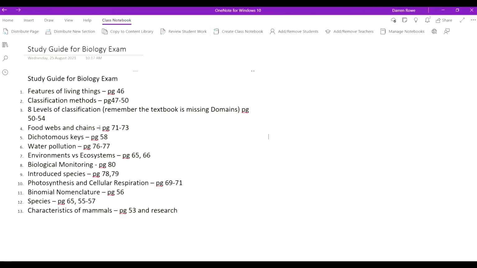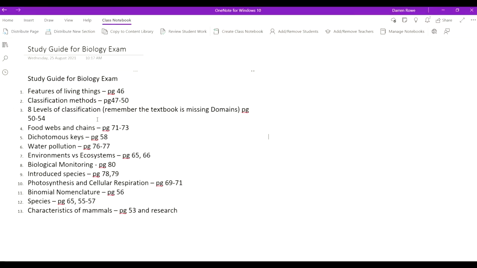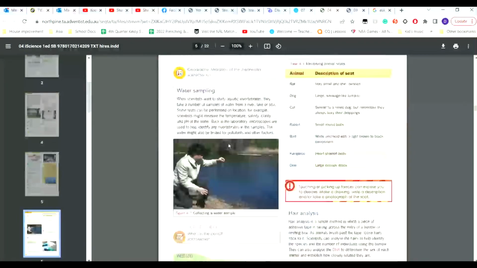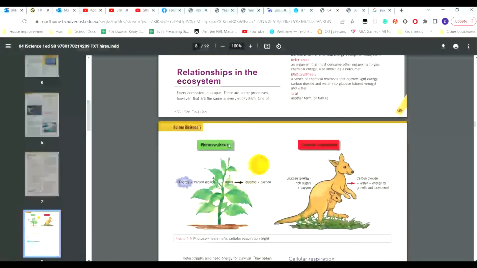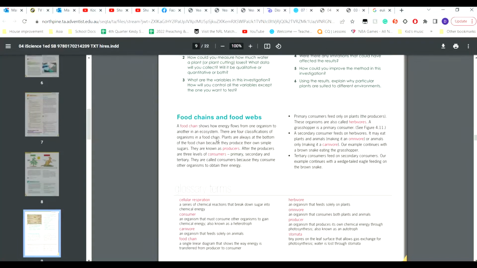So we're moving on then, or moving backwards really, to food webs and chains. That was the other chapter we were doing. There you go. And it's talking about page 71 to 73. So if we scroll down here, 71 to 73, you need to know how this works.